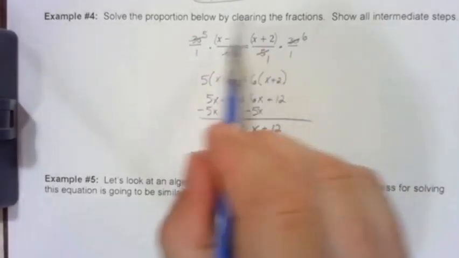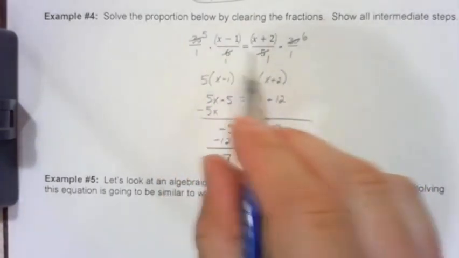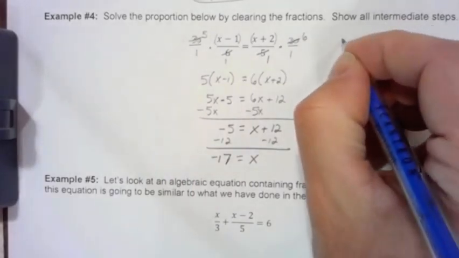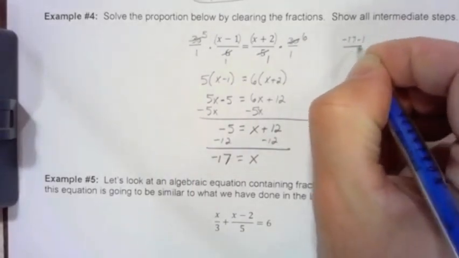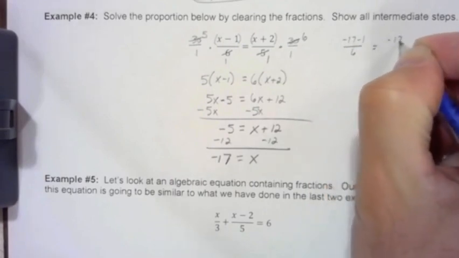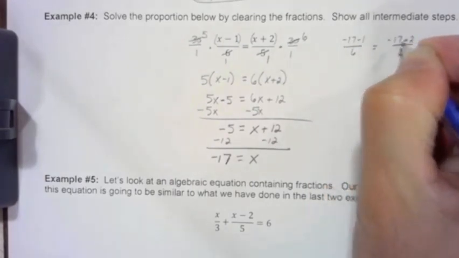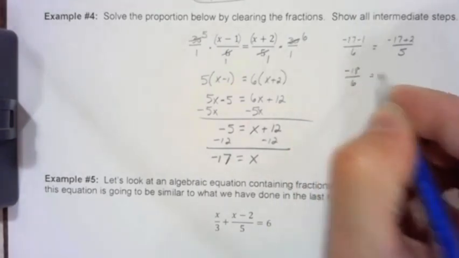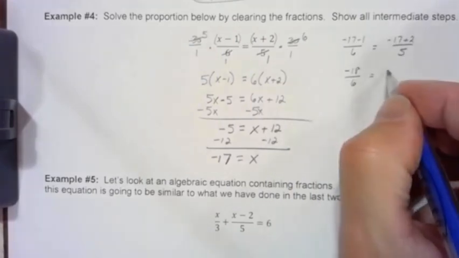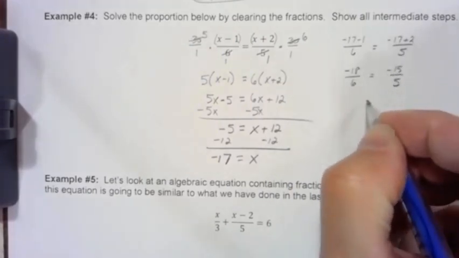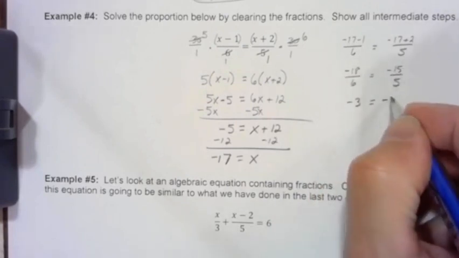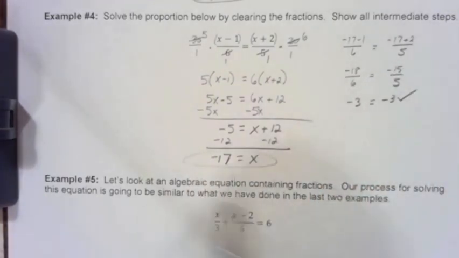If I were to substitute negative 17 into each of these original fractions, I would get the same result when I simplify. Negative 17 minus 1 over 6 equals negative 17 plus 2 over 5. Negative 17 minus 1 is negative 18 over 6 equals negative 17 plus 2 is negative 15 over 5. Negative 18 divided by 6 is negative 3. Negative 15 divided by 5 is negative 3. So that works out. And I know that x equals negative 17.